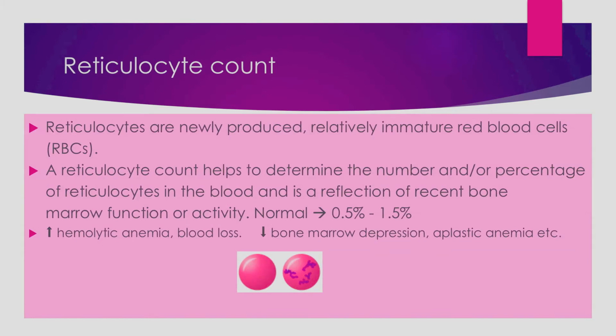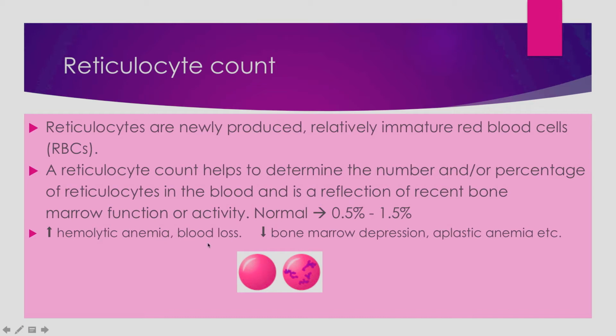So first is reticulocyte count. We know that reticulocytes are the immature RBCs which are produced within the bone marrow, and if the number of these reticulocytes is increased in the blood, that is a reflection of bone marrow function or activity. That means the bone marrow activity is increased. The normal percentage of reticulocytes in the blood is 0.5% to 1.5%, but they are increased in hemolytic anemia because the body requires more RBCs. So the number of immature RBCs in the blood will increase from this percentage in hemolytic anemia.